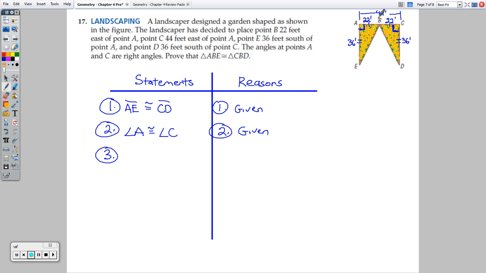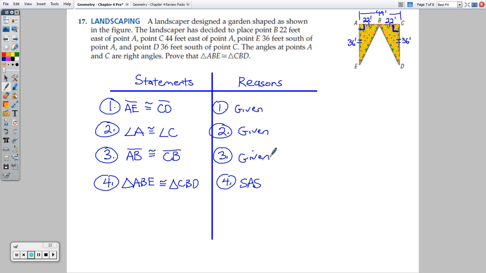And then 22 and 22, this is AB, would be congruent to CB, and this is also given. So if we're given all that information, step 4, I could say that the triangles are congruent, that triangle ABE is congruent to triangle CBD by side, angle, side there in the picture. So the angle is included in between the two congruent sides. That's why it is side, angle, side.